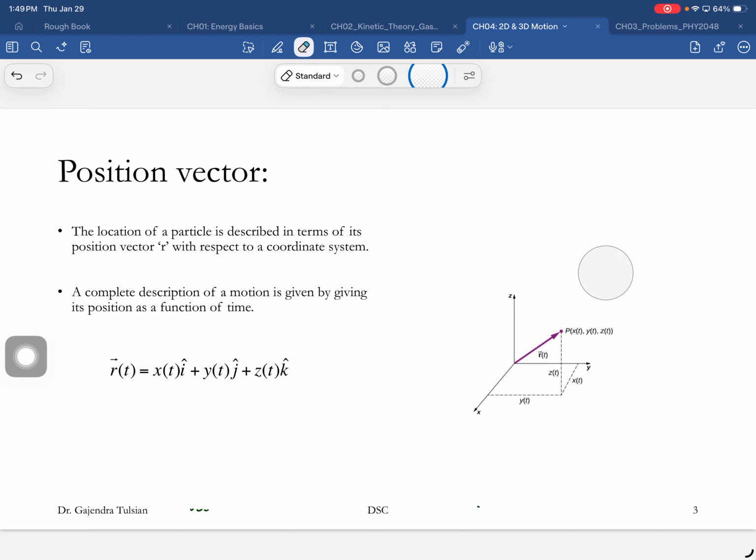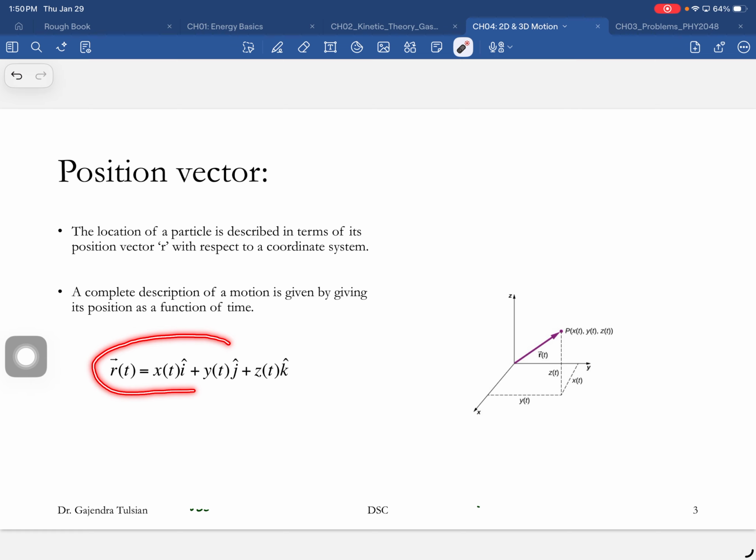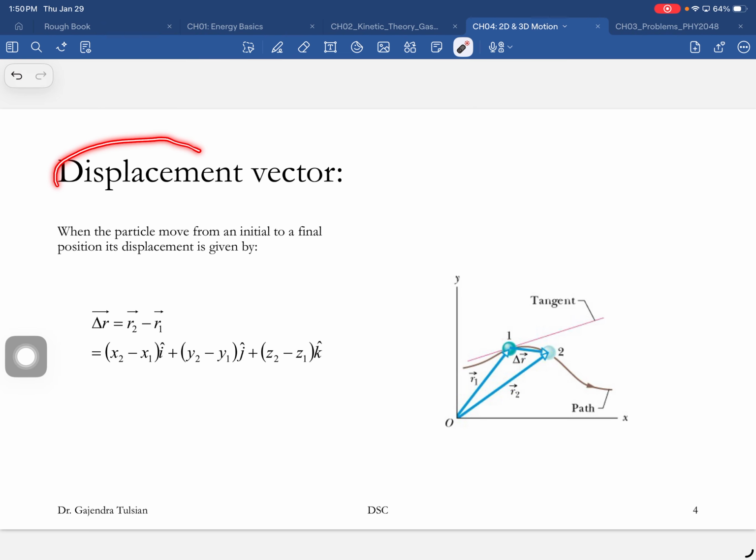So here's a general 2D motion. Here's a general 3D motion. And when we ask you to describe that motion, what we're asking you is for the position as a function of time. All right. So now we'll describe the displacement vector. So if this was your motion, this is where you were at time t1, and this is where you were at time t2. Your displacement is a vector pointing from your initial position to your final position. And that displacement vector is denoted by delta r.